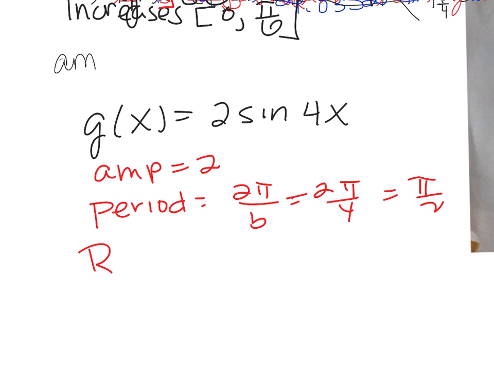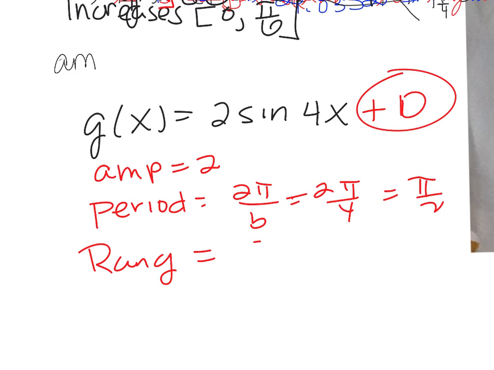And we have to have the range. So what's the midline? Well, we're adding nothing at the end. So my midline is the x-axis, y equals 0. And my amplitude is 2. So we're going up 2 and down 2. So we're going down to negative 2 and up to 2. So it'd be from negative 2 to positive 2.